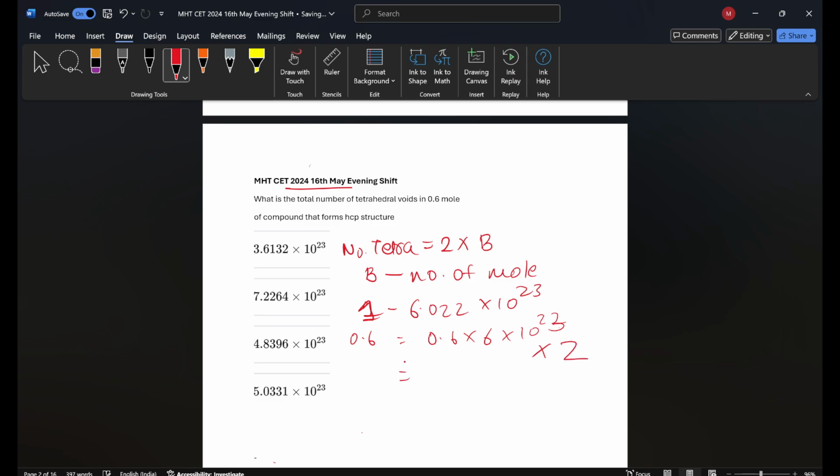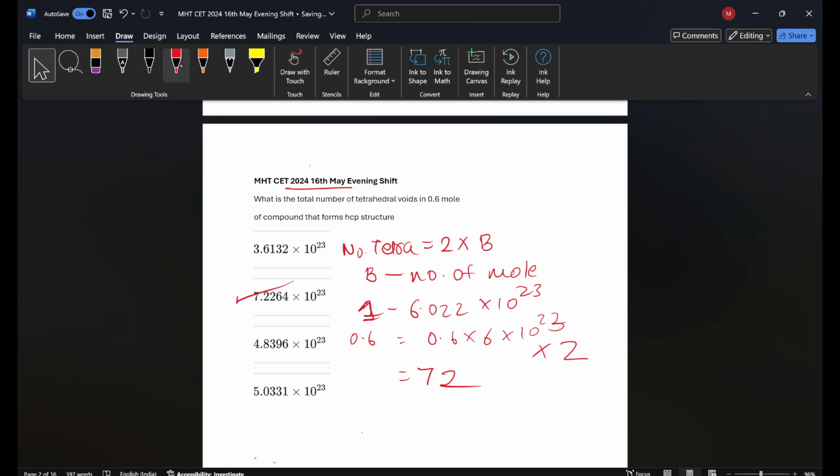So just merely calculating, we can say 6 into 6 is what? 36. 36 into 2 is 72, right? So the answer should have 72 in it, and there's only one option where you can have it. So this is the answer. In this way you can solve the question.